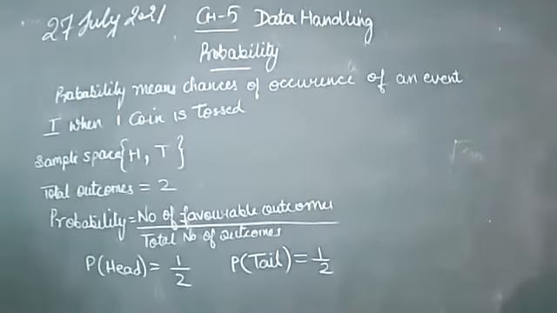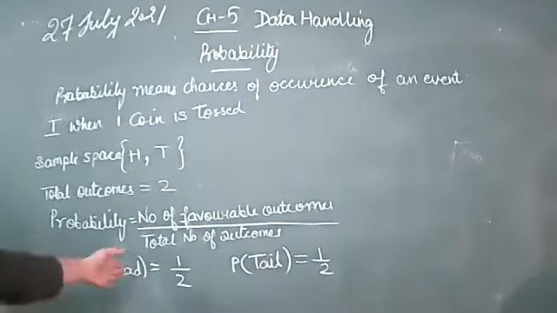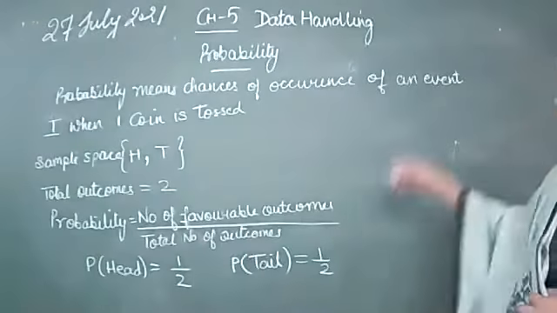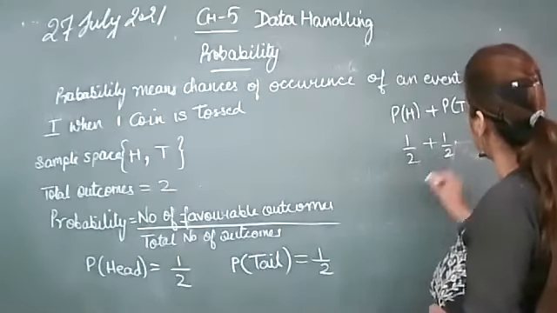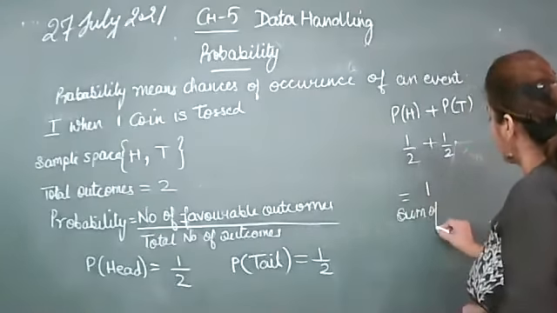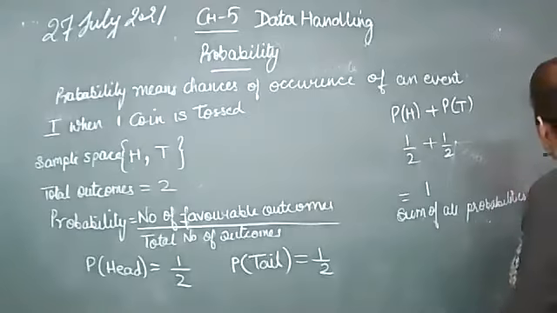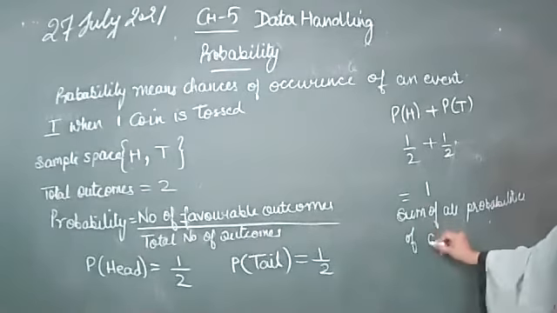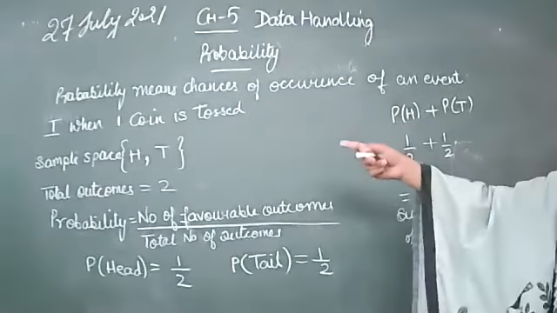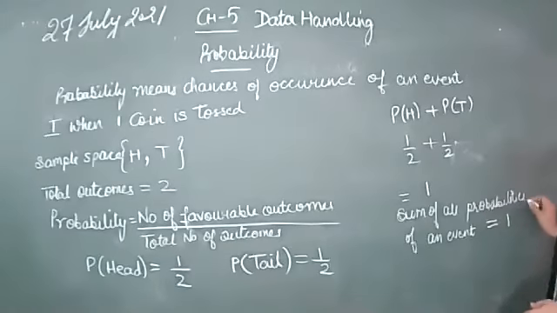Now I just want to tell you one thing here. किसी भी केस की जितनी भी प्रोबेबिलिटी होंगी, the sum of the probabilities is always 1. आपके सामने यहाँ पे 2 केसेस आ रहे हैं. तो probability of head plus probability of tail, 1/2 plus 1/2, gives you 1. इसका मतलब sum of all probabilities of an event, किसी भी एक इवेंट, मतलब एक कॉइन टॉस करने को एक इवेंट कहते हैं, उसकी भी जितनी भी प्रोबेबिलिटीज हैं उनका जो सम है, that is 1.